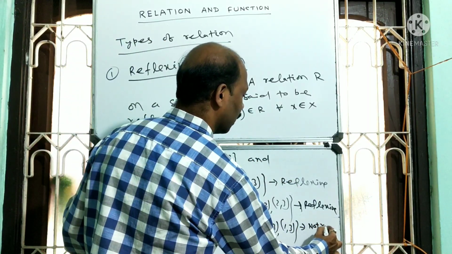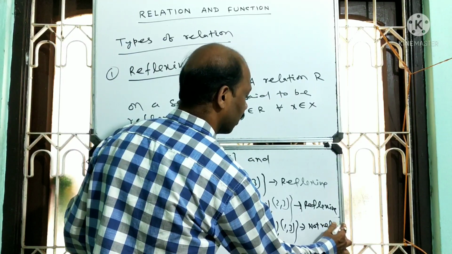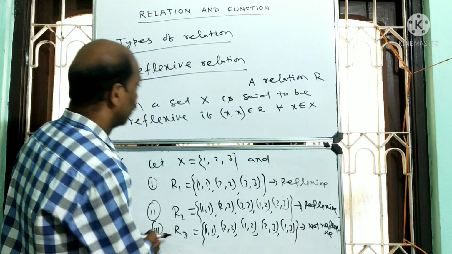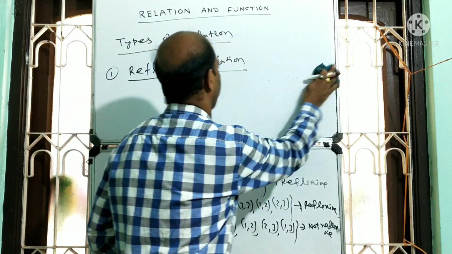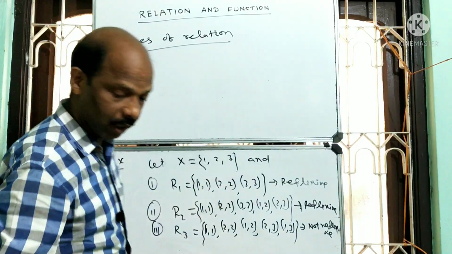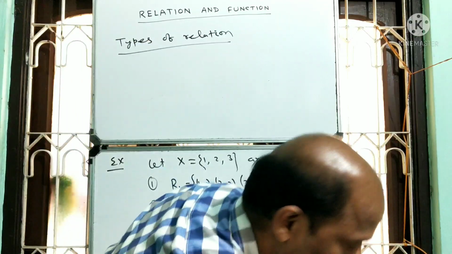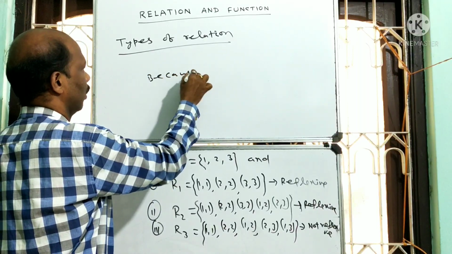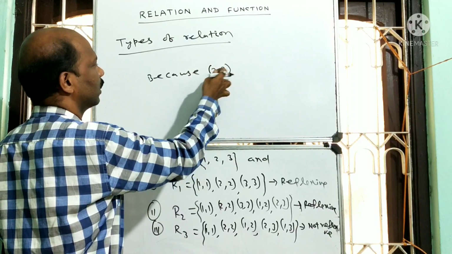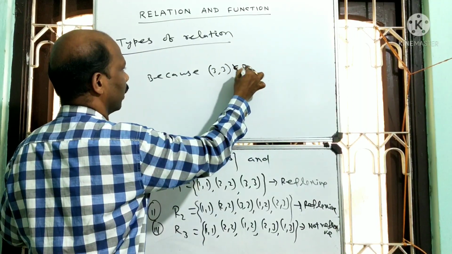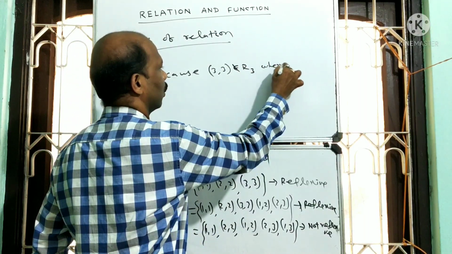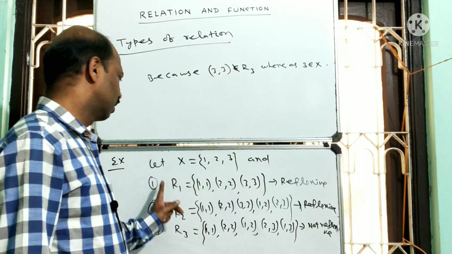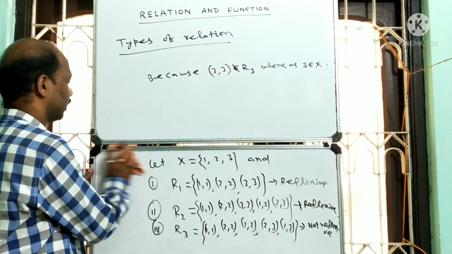Not reflexive. Why is it not reflexive? Because 3 is not related to 3, that means the ordered pair (3, 3) does not belong to R3, whereas 3 belongs to capital X. So it is not reflexive. Clear?